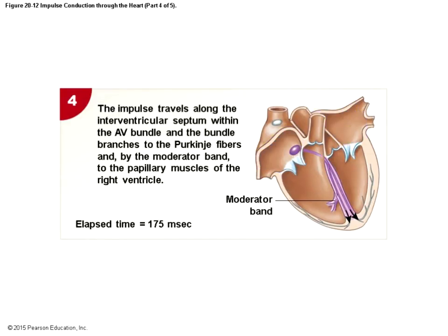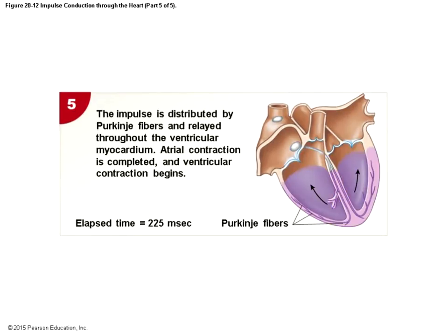Okay. The impulse travels down the bundle branches, all the way down to what's called the Purkinje fibers. Purkinje fibers will then send the impulse ultimately out into the ventricle, and then the ventricle will contract in response to the depolarization that's going over there.